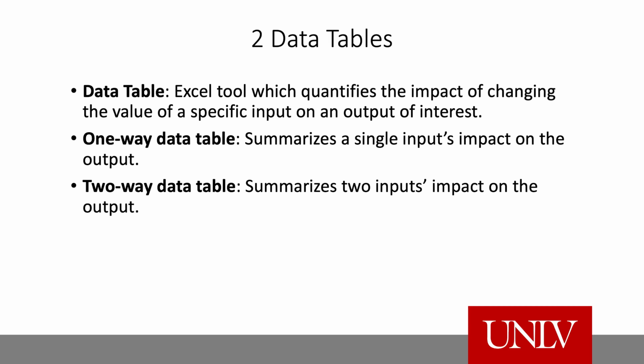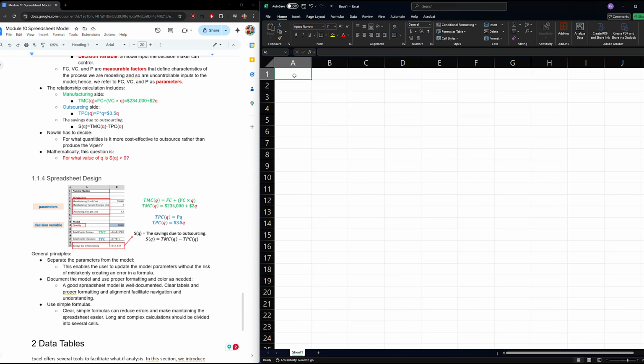The data table in Excel quantifies the impact of changing the values of a specific input on an output of interest. It can generate either a one-way data table, which summarizes a single input's impact on the output, or a two-way table, which summarizes two inputs' impact on the output. Before we do so, we need to generate the spreadsheet model, including parameters and models.